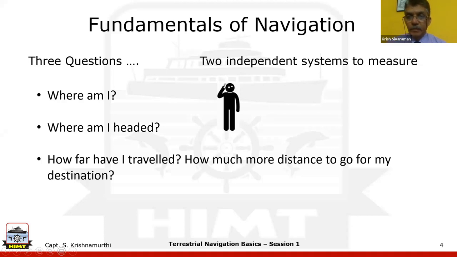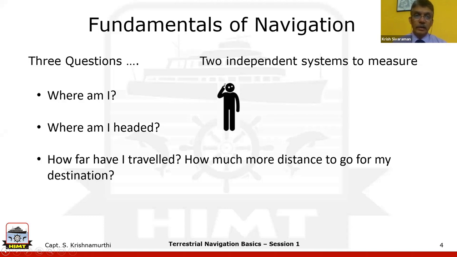Gyro compass. So, gyro compass, magnetic compass. Are they independent systems? Yes, sir. Yes, they are. Excellent. So we are meeting that requirement. How about distance? Charts. Very good. Did you say speed log? Doppler log. And GPS log. Okay, you have two independent systems of measuring your distance.